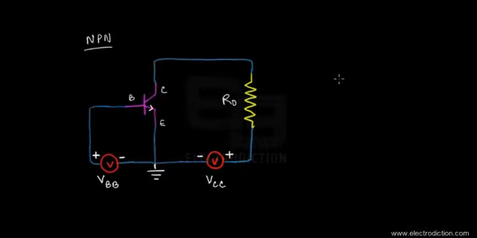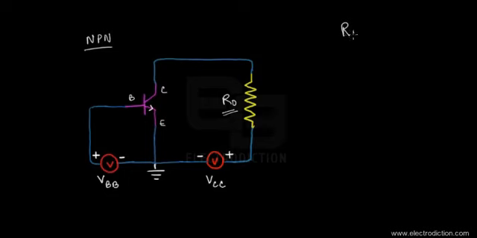Okay, so here we have a circuit diagram where we can see an NPN type of BJT configured in the common emitter mode of operation. On the output side, as you can see, we have a resistor known as RO. Now RO represents the output resistor.